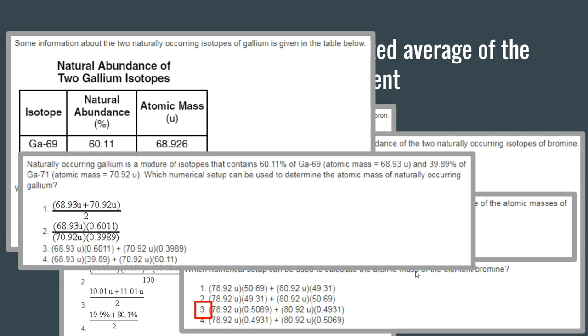Next problem. Naturally occurring gallium is a mixture of isotopes that contain 60.11% of gallium-69. It gives you the atomic mass, and 39.89% of gallium-71 with the corresponding atomic mass. Which numerical setup can be used to determine the atomic mass of naturally occurring gallium? Okay, it's just percent times mass. But we have to convert the percents to decimal. So this would be 0.6011 times 68.93. So the answer choice 3 is correct, plus 0.3989 times the mass, 70.92.